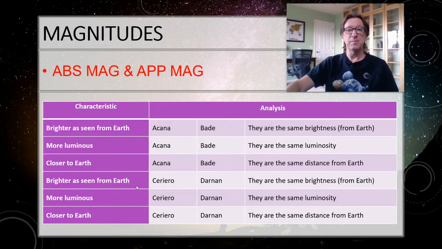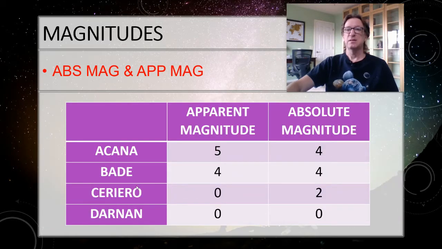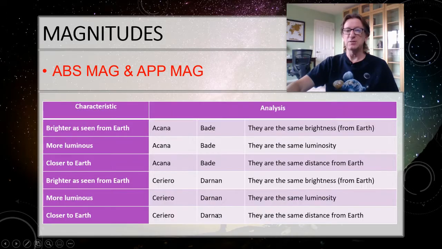Is that going to be the apparent magnitude or the absolute magnitude? That's going to be the apparent magnitude. Well, they've got the same brightness. They've got the same apparent magnitude. So these are going to be the same brightness as seen from Earth.